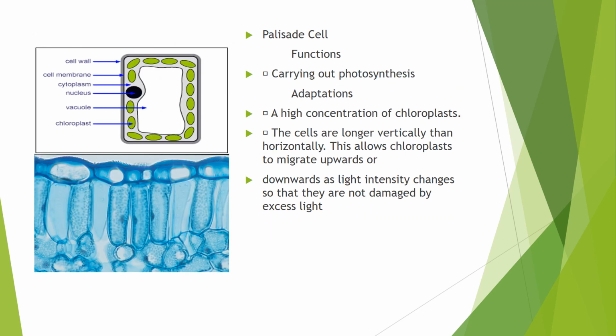We have the palisade cells. We're going to look at them in more detail, and you should be able to identify them under the microscope. They are the long ones there on our second picture of a microscope slide. The long, rectangular-like ones are the palisade cells, and their main function is photosynthesis. The reason why it's so easy for them to photosynthesize is that they have a higher concentration of chloroplasts. They are also very long cells, and that makes it easier for chloroplasts to migrate upwards or downwards as light intensity changes, so that they are not damaged by excess light.